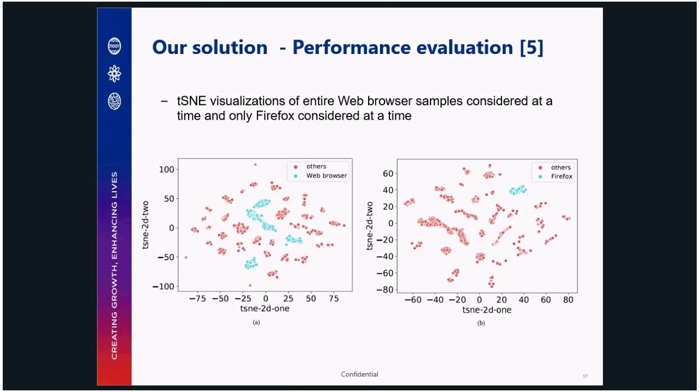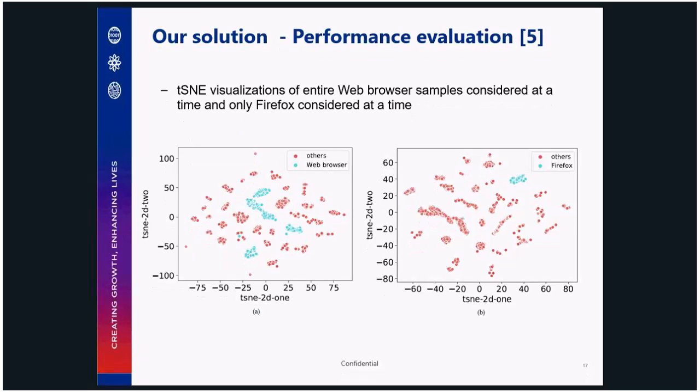However, if we consider an entire domain, like a web browser and then others, we can see the distribution is mixed up with other domains. But if you consider only Firefox, you can see there is a clear-cut separation. It's towards one particular corner, and then the remaining executables are spread across the chart. So we understand that at executable level things are much more clear.